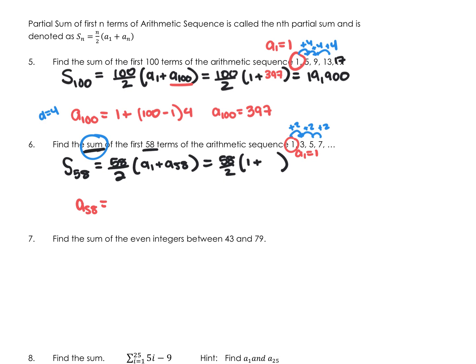You could do that, or how can you find A58? This formula, right? Use this formula here. Because you could add 2 until you get to the 58th one, but that would take a really long time. So use this formula to go ahead and find A58, and then plug it in to find your final answer. And then we're going to do a couple more slightly difficult problems today.